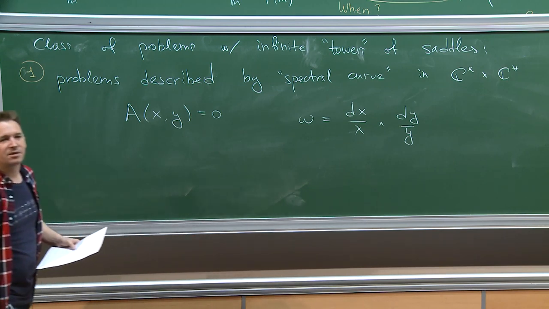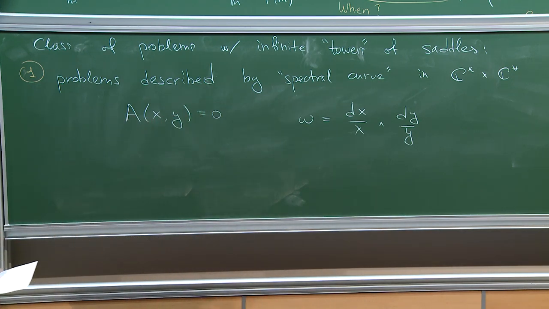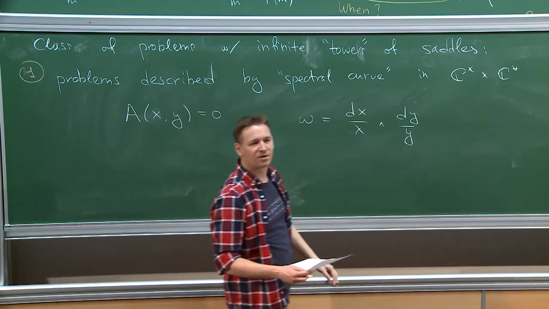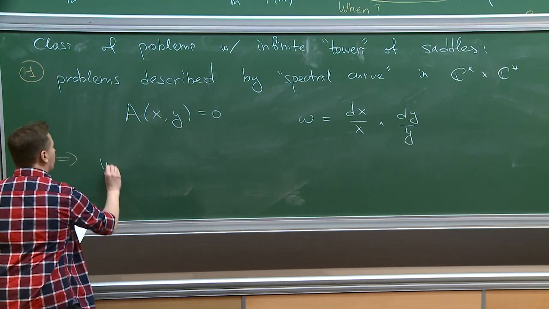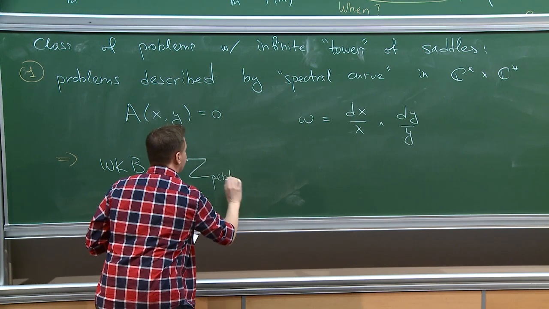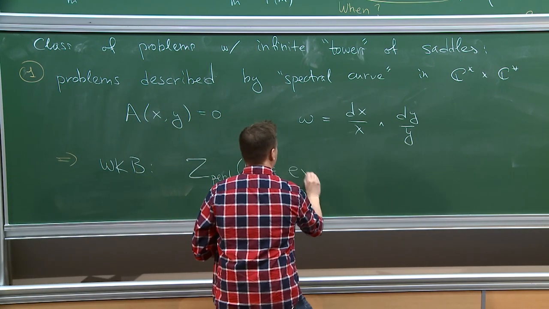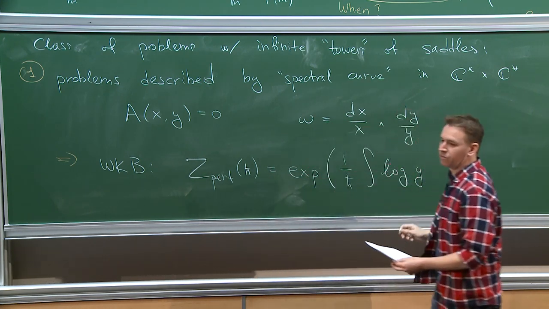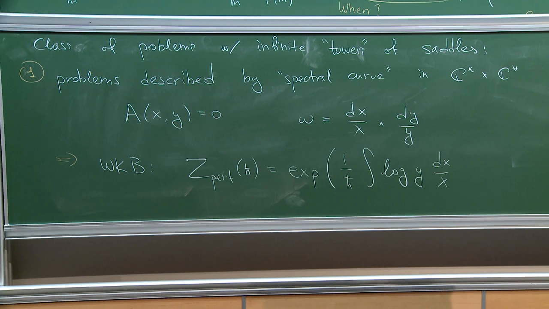And I want to contrast this with a class of problems where we look at the spectral curve in C cross C and use dx wedge dy as a symplectic form. So here, there'll be several things going on, and one of them is the fact that this space is not simply connected and there are windings. If you start with this class of problems and perform WKB analysis, you quickly find that Z perturbative as a function of h bar will start its life as the exponential of 1 over h bar times the integral of log y, where you solve y in terms of x using this polynomial relation, and integrate dx over x. That's a Liouville form for this symplectic form.